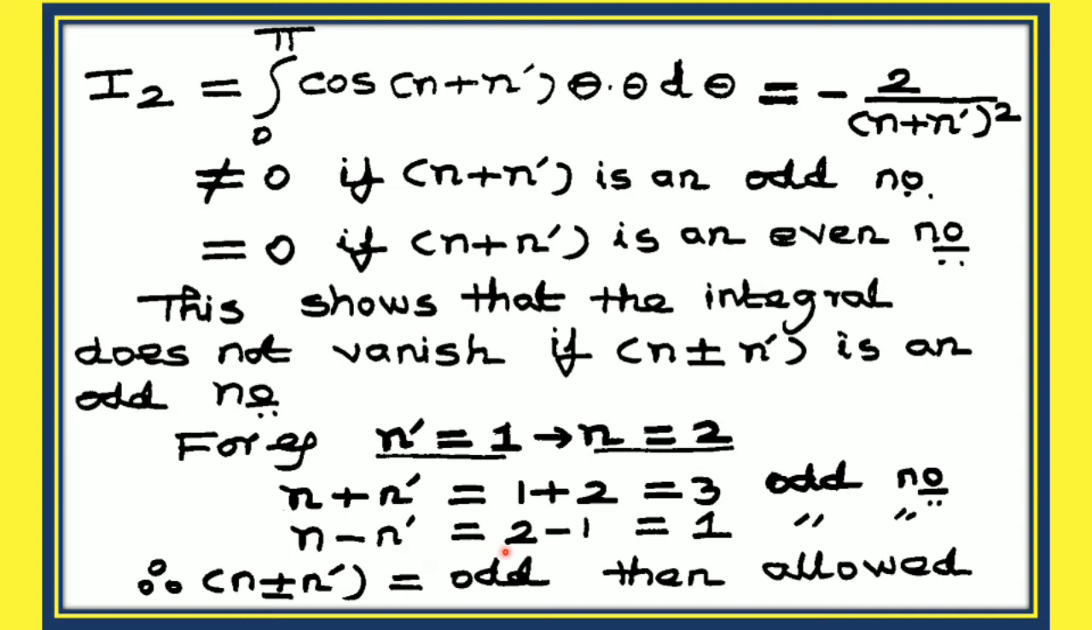n minus n prime 2 minus 1, அப்போ transition from n equal to 1 to n equal to 2, அப்போ இன்னும் odd number. அப்போ பாத்தீங்கன்னா the difference is an odd number, the difference between n and n prime, the sum of n and n prime is also an odd number.